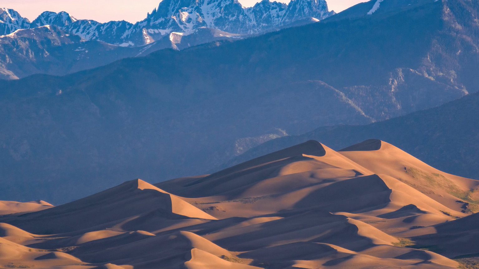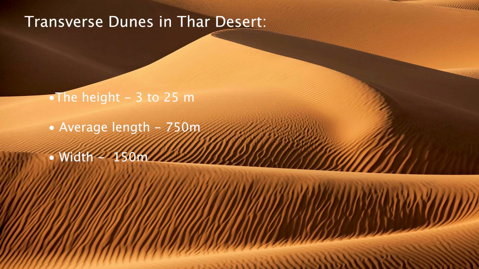Ridges extend sideways due to continuous deposition. They appear as a wave feature. The height of the transverse dune in the Thar desert of India is 3 to 25 meters, while the length and the width are up to 750 meters and 150 meters respectively.